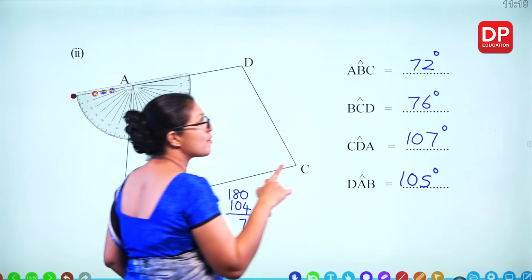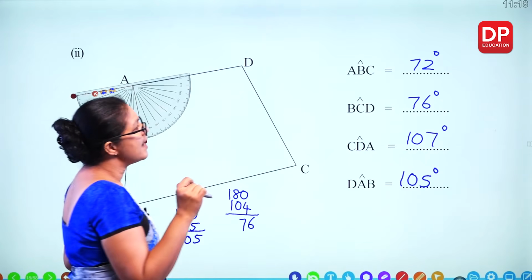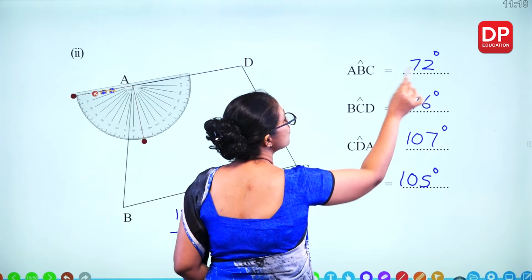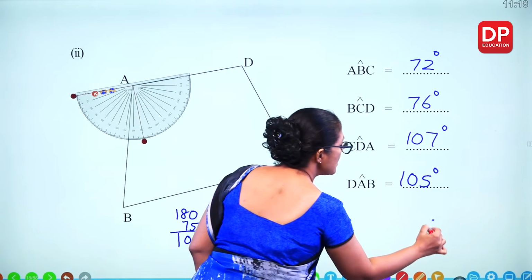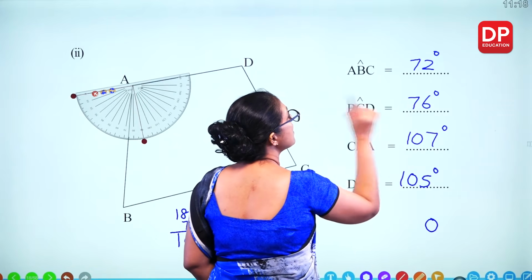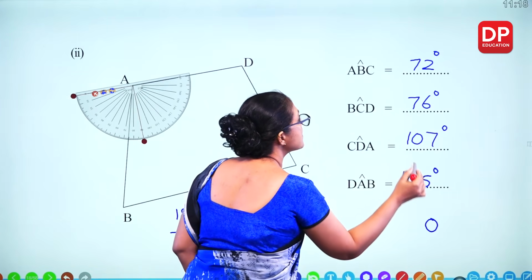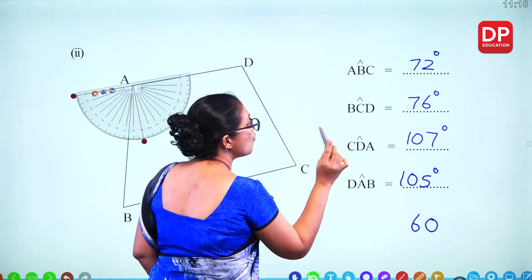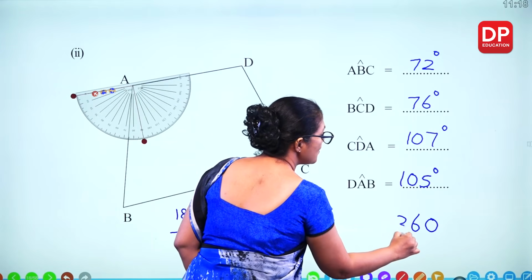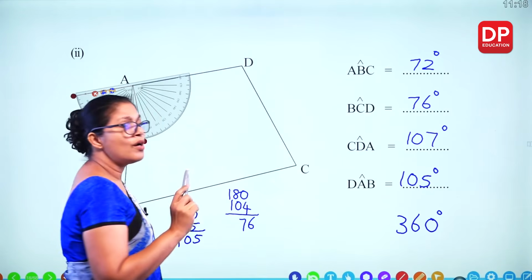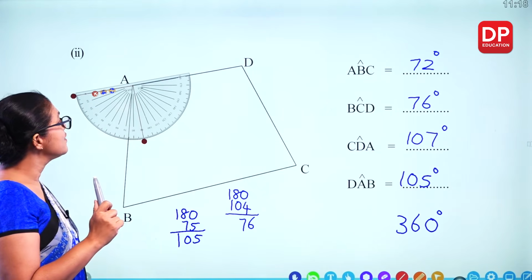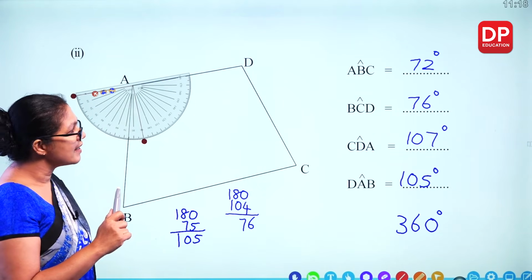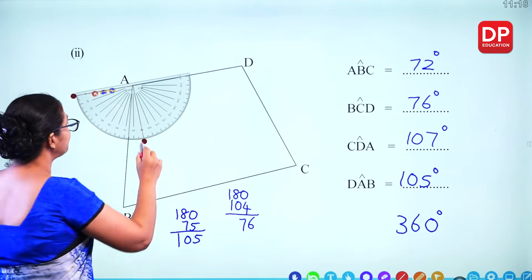Now you can check whether these are correct. Add and see. 72 plus 76 plus 107 plus 105 gives 360. You know that the interior angles of a quadrilateral sum to 360. So these angles are correct.